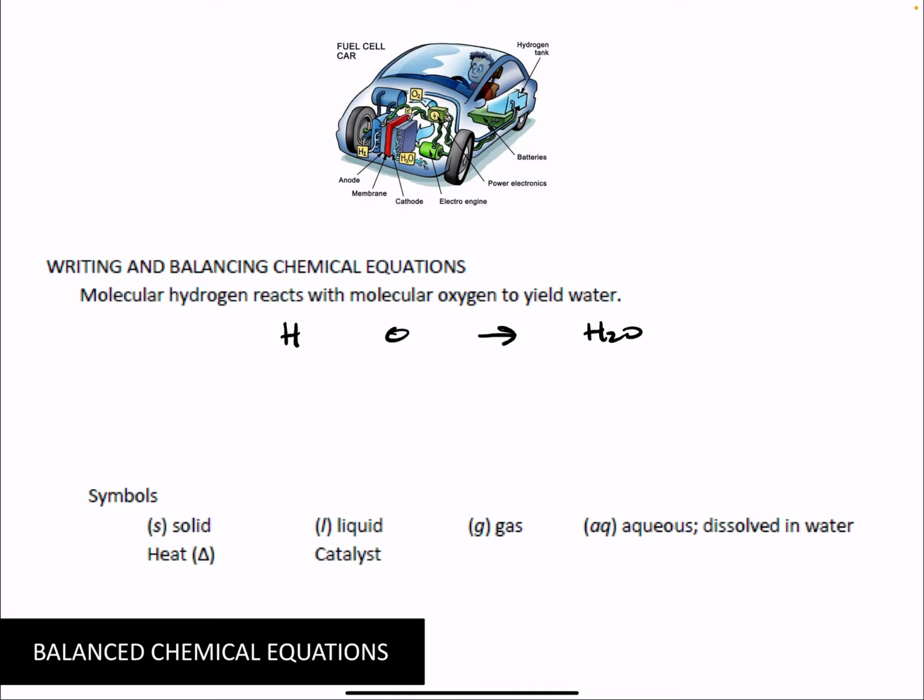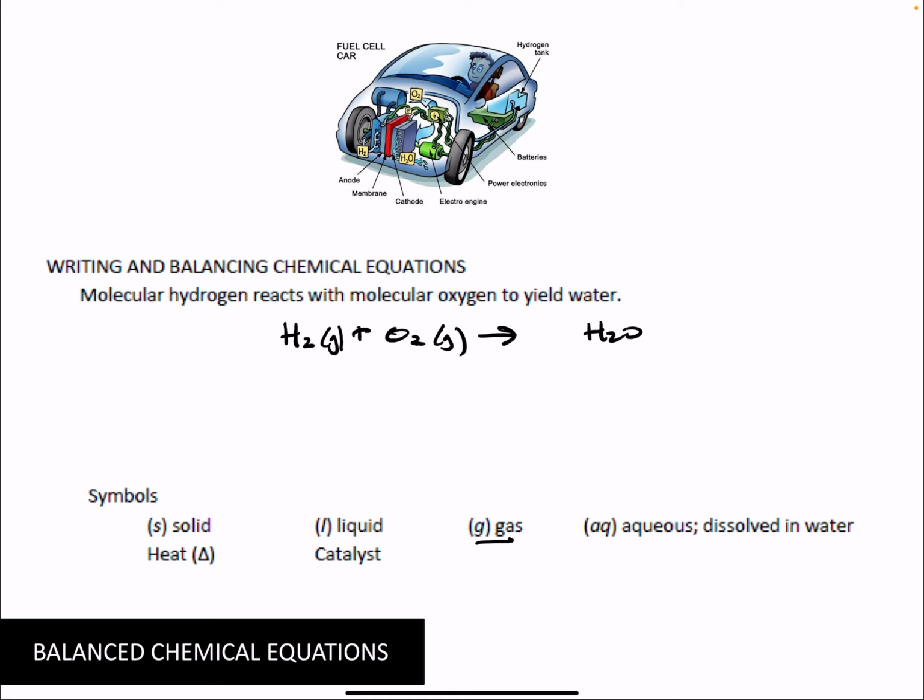But there's a couple things we have to remember. Remember the diatomic elements, so H2, O2, right? Have no fear of ice cold beer. So molecular hydrogen means this. O2 is molecular oxygen. And what phase do we typically find hydrogen as? A gas. So we'd write H2 gas plus O2, also a gas, yields water.